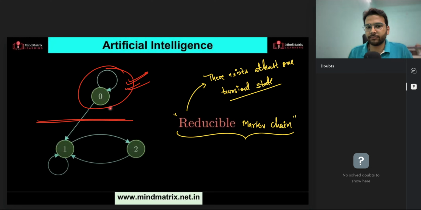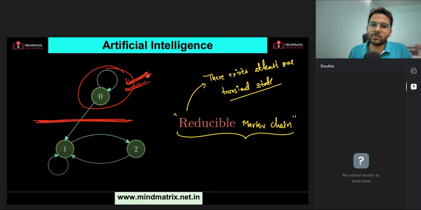Yes or no? Whichever state is your transient state, you separate it out from the already existing Markov chain. Now this state will become a recurrent state, because if you start from 0, you will again reach back to 0. The probability is 1 in that case. Reaching back to 0, the probability is 1, right?